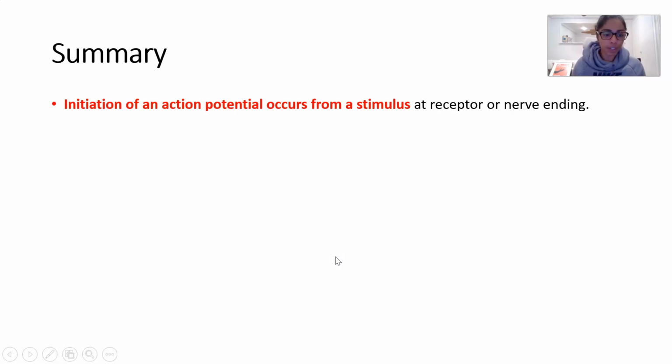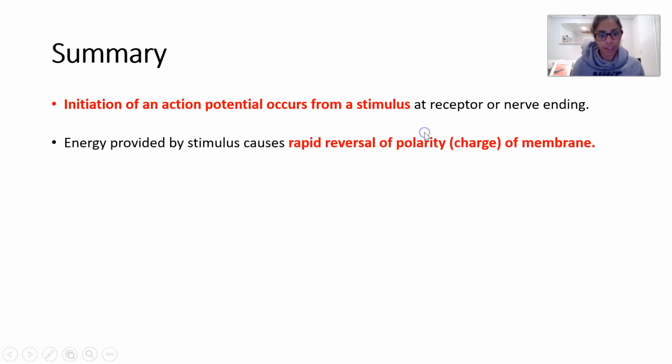Okay, so a quick summary again. The initiation of an action potential occurs from a stimulus, which is detected by a receptor at a nerve ending. If there's enough energy to reach threshold, then there is a very rapid reversal of polarity of the membrane, which means that we don't have this positive on one side, negative on the other anymore. We are changing the membrane potential.